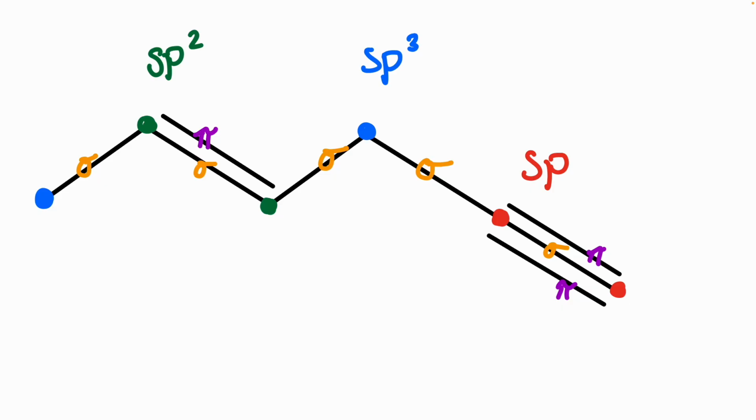Turns out that pi bonds are far more reactive than sigma bonds, which is why alkenes and alkynes have a lot more interesting reactions than just alkanes. Alkanes are actually fairly boring in the grand scheme of things.